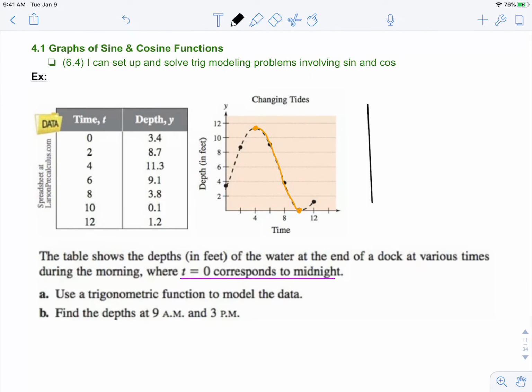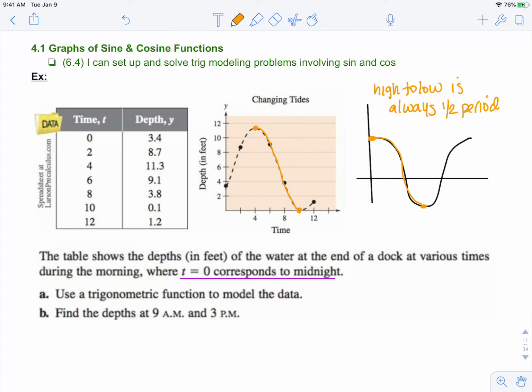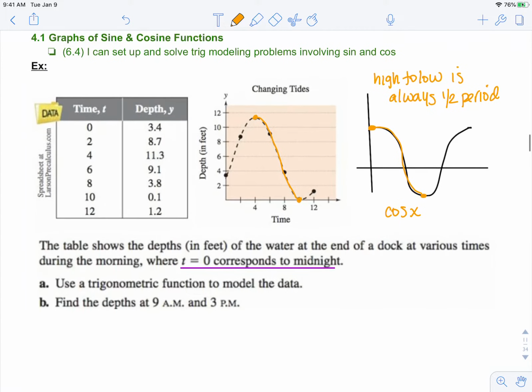If we have sine or cosine, let's just look at cosine here. The highest point to the lowest point is always going to be half a period. So the high to low is always half a period. So I am going to go ahead and set up a cosine function since that's the closest model to this data.